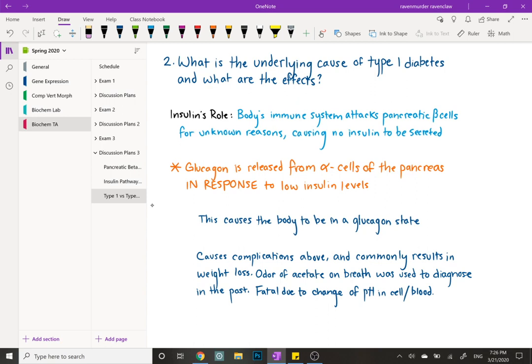So basically, if the body is in a glucagon state all the time, glucagon is signaling for the breakdown of glycogen and the stimulation of gluconeogenesis, which is the formation of more glucose from any fat that the body does have on it, which is usually not a lot in the case of type 1 diabetes. This causes high blood sugar. Even though there's a lot of glucose already in the blood, it's causing the body to make more glucose.